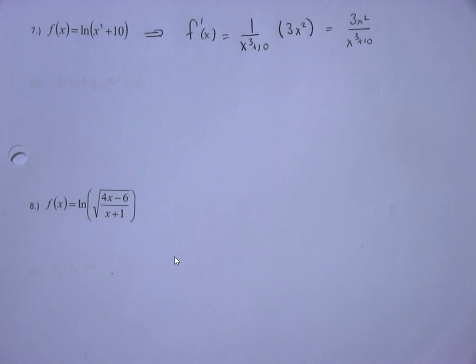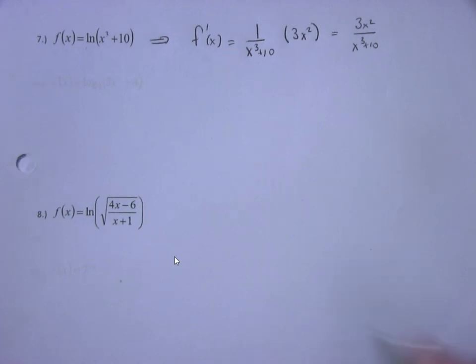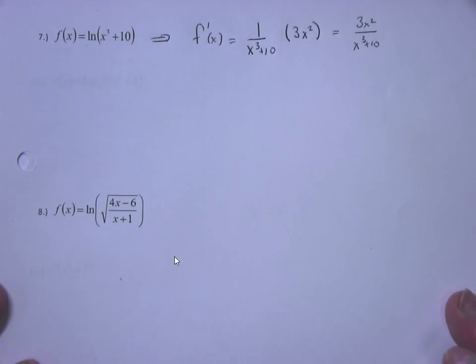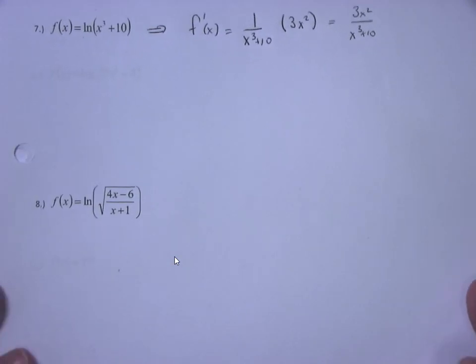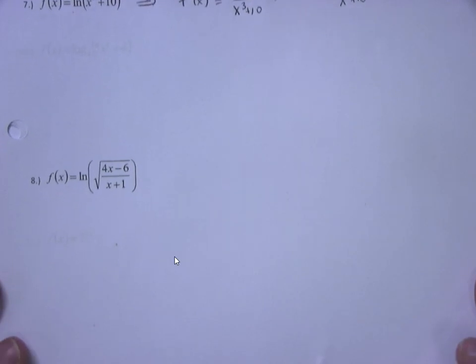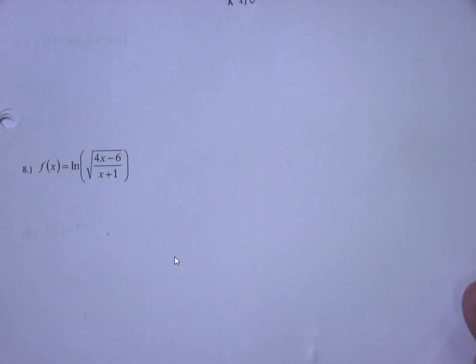f of x is equal to the natural log of the square root of 4x minus 6 over x plus 1. Well, okay. There's 2 ways to do this problem. There's an easy way and a hard way. Looking at your bright and shiny faces this afternoon, you guys are going to do it the hard way. So I'm going to show you guys what the hard way is, and then I'll go behind you and actually show you how to do it the easy way.